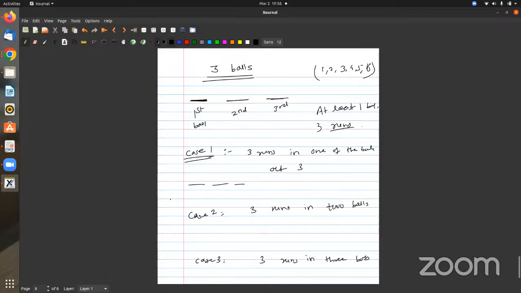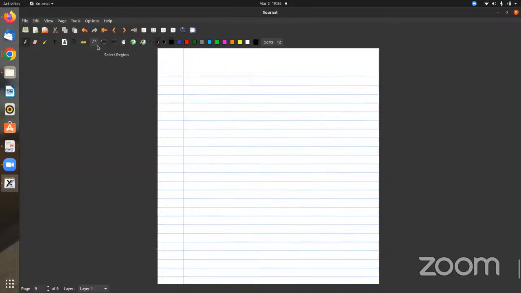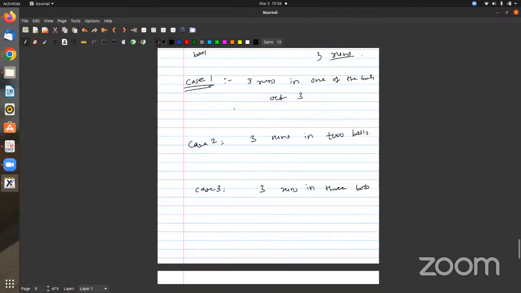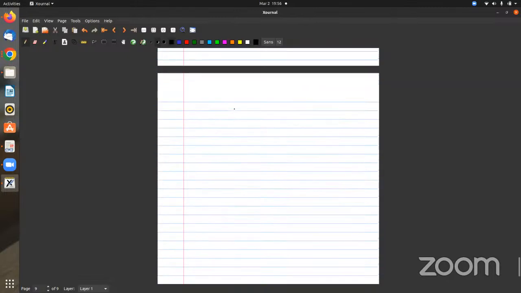So in the first case, what will happen? He can score 3 runs here or here or here, right? But he can score 4 or 5 also, right? Just follow whatever I'm trying to say first. So case 1 is 3 runs in one of the balls, right? Let's say he has scored 3 runs here, then 4 runs here and 6 runs here. Or I'm fixing this place: in the first ball he has scored 3 runs, then he can score 1 here and then 5 here, right?